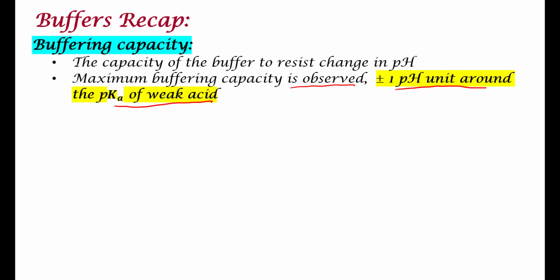Okay, that is, we know that whenever we want to make a buffer, we need two ingredients. One is the weak acid, the other one is the conjugate base. The weak acid that we are using has a certain pKa value. And then based on that pKa value, you're going to have buffering around that pKa value, numerically speaking, 1 unit less than that pKa value and 1 unit more than that pKa value. So how do we explain this?